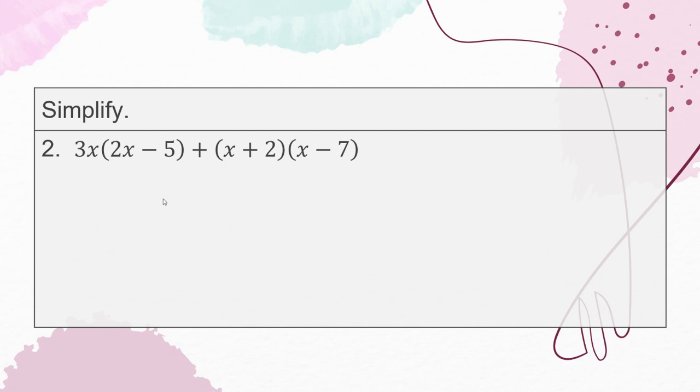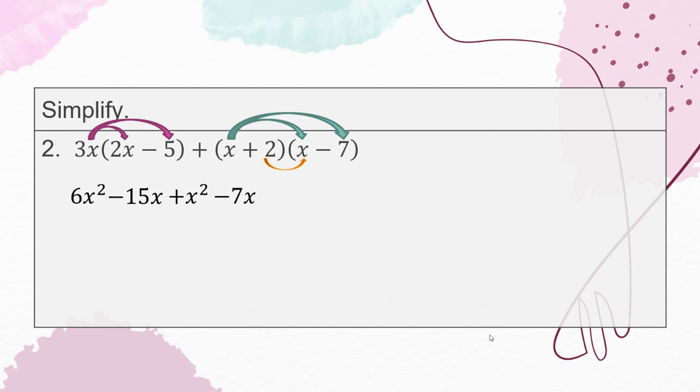Number 2, we're going to first distribute. 3x times 2x gives us 6x squared. 3x times minus 5 gives us minus 15x. And then the adding we would do last, because with order of operations, we want to do our multiplying before we do the adding. So next we have a binomial times a binomial. So we're going to distribute the x, which gives us x times x gives us x squared, and x times minus 7 gives us minus 7x. Next we distribute the 2. 2 times x gives us 2x, and 2 times negative 7 gives us negative 14.